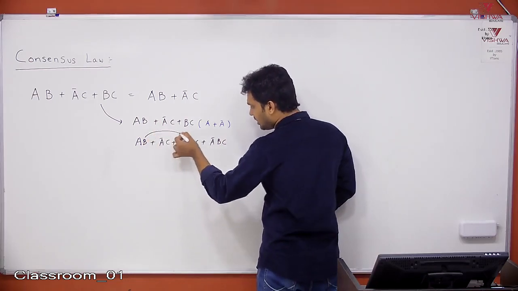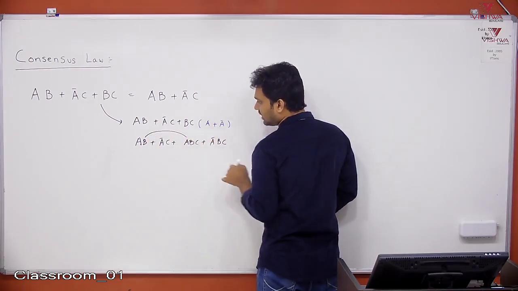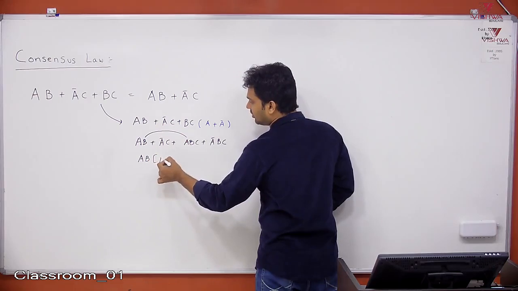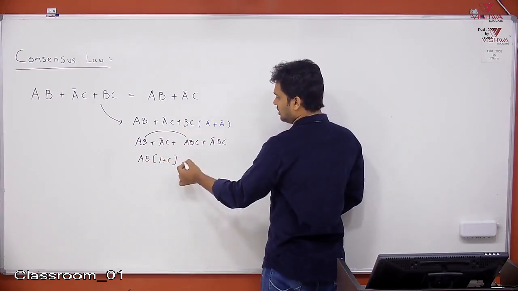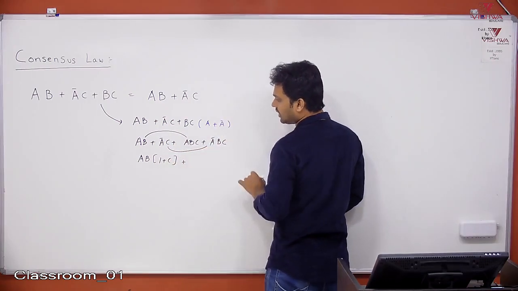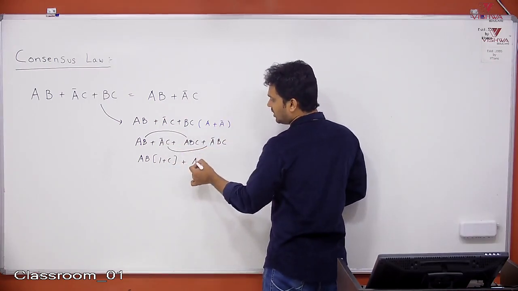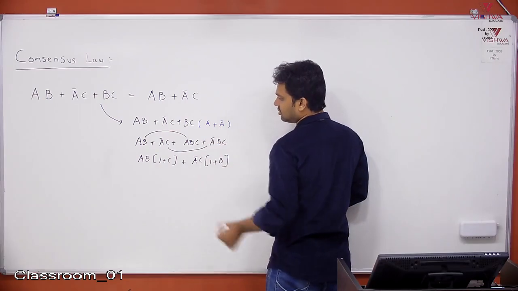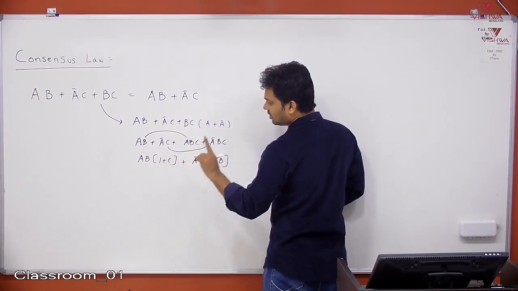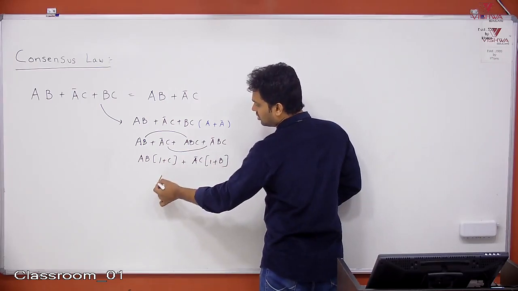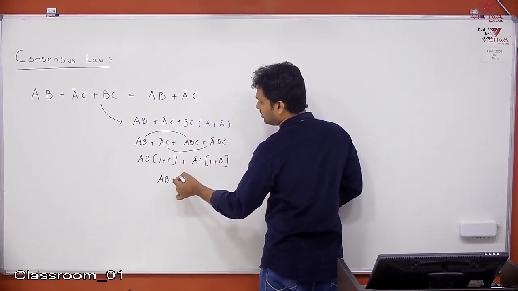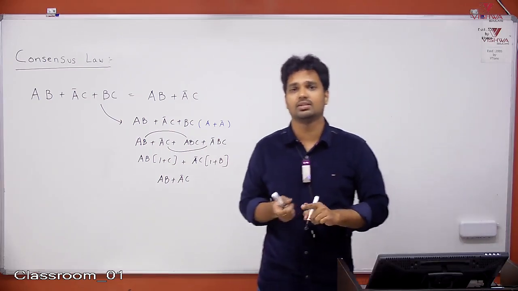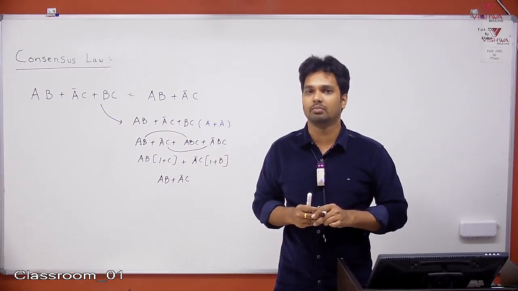Now in the first one and the third one, you can observe, what can I take common? AB can be taken common, 1 plus C will come out. In the second one and the last one, A bar C can be taken common, 1 plus B. 1 plus anything is 1. What is my answer? AB plus A bar C. Proved or not? So AB plus A bar C plus BC is equal to AB plus A bar C.